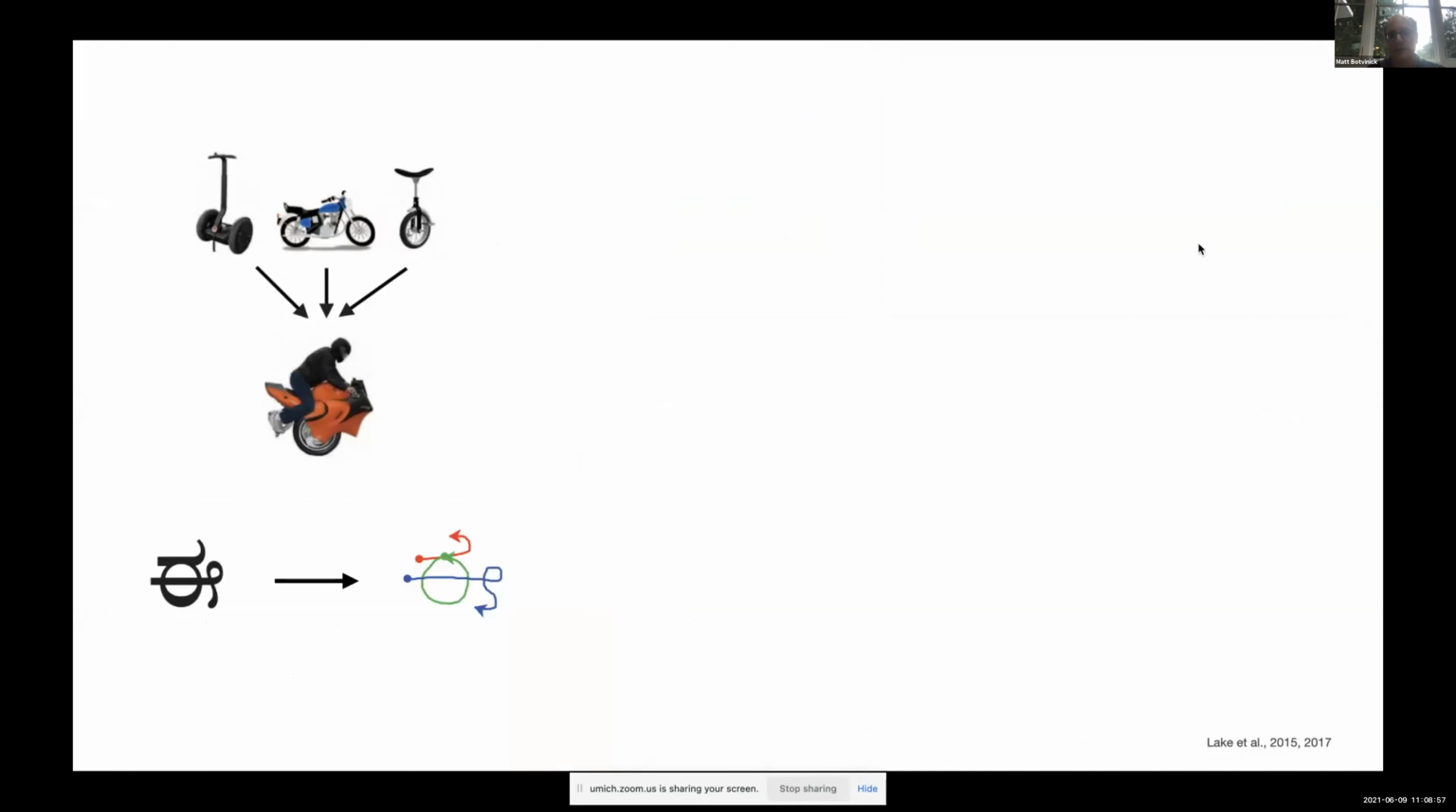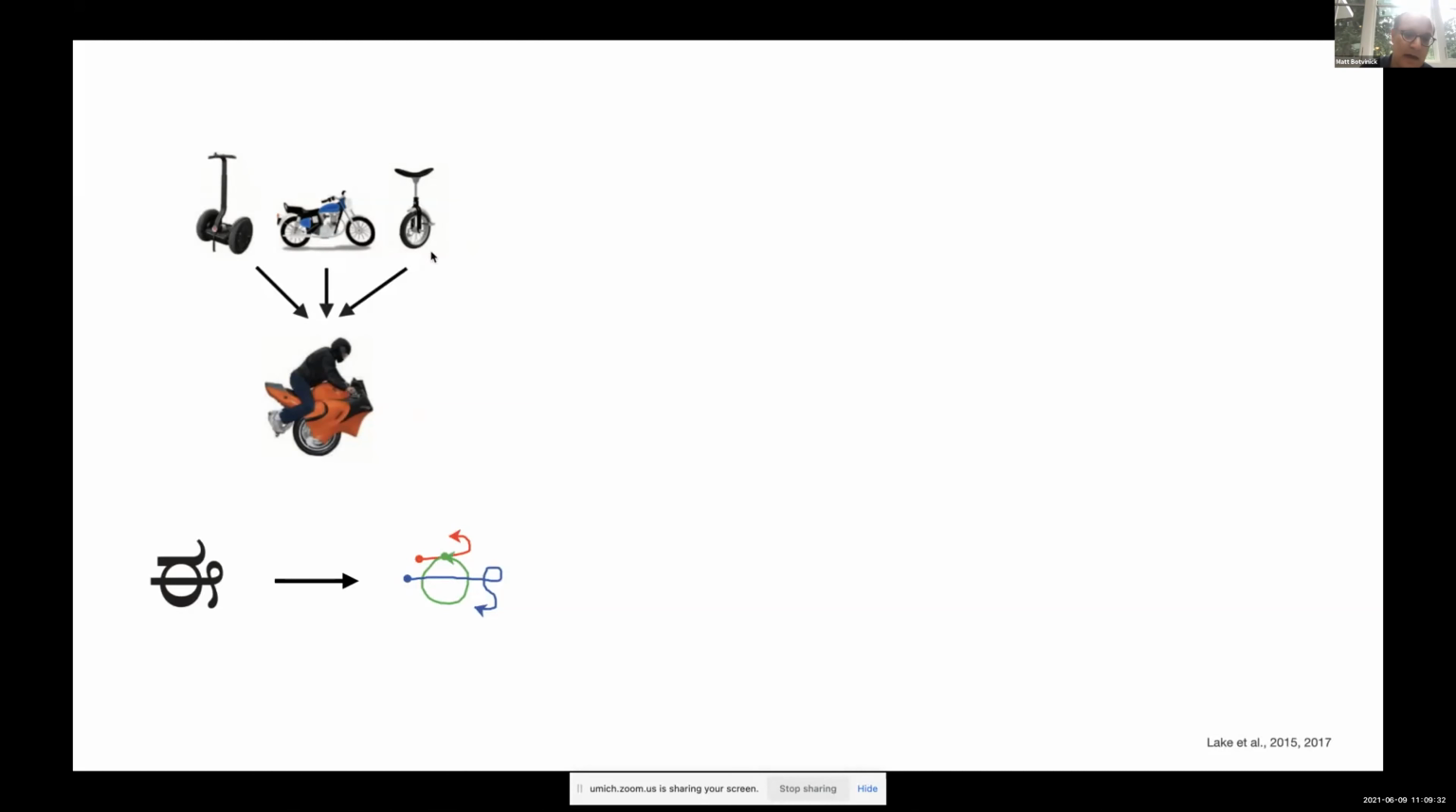And the importance of compositional structure was emphasized as a challenge for deep learning as recently as 2015 and '17 in a very influential pair of papers by Brendan Lake and colleagues, where they really stress that human cognition capitalizes on compositional structure. If somebody showed you this picture of this weird unicycle motorcycle, you could immediately understand what this thing is by cobbling together things that you know about segways and motorcycles and unicycles and taking the relevant bits and putting them together in a compositional fashion.